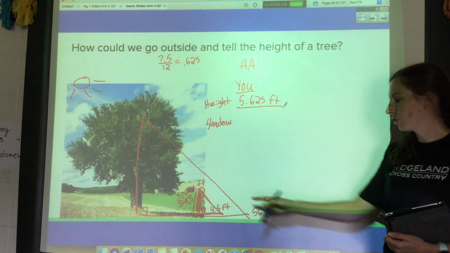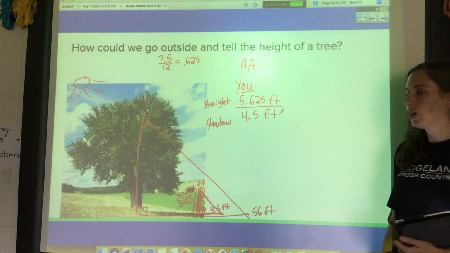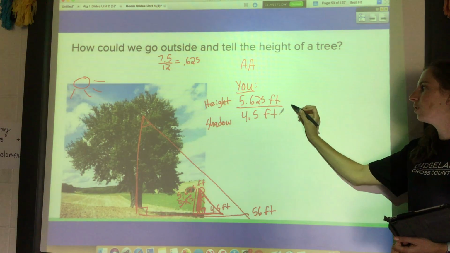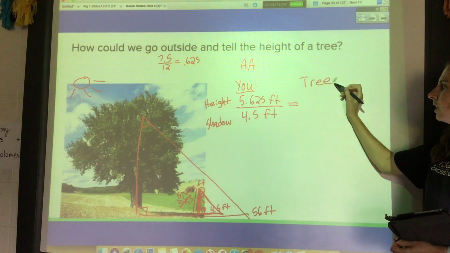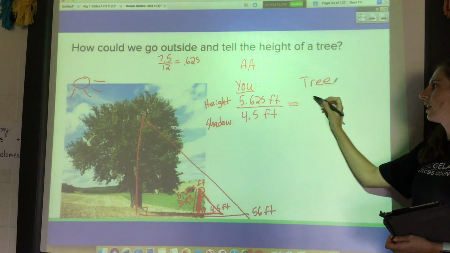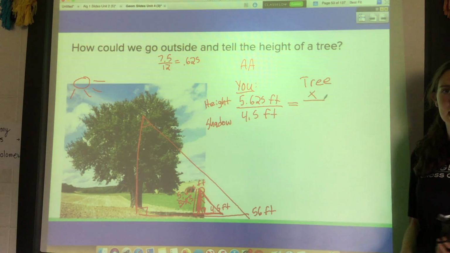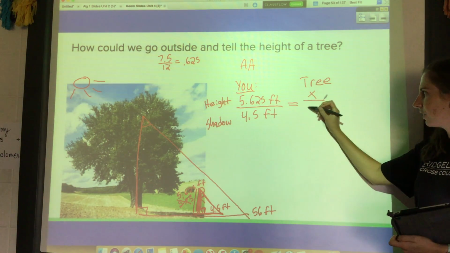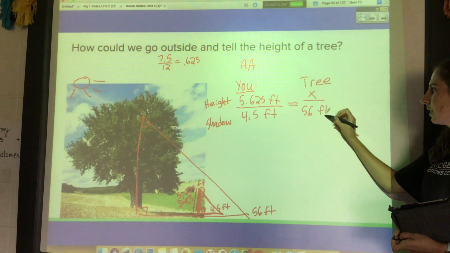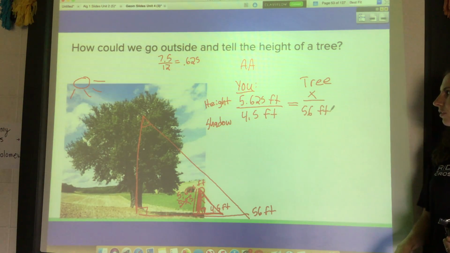And compare that to your shadow, which was 4.5 feet. Whatever that ratio is, it should be the same as the tree. So the tree's height to the tree's shadow. We don't know the tree's height yet. I'll just leave an X there because that's what I'm trying to solve for. The tree's shadow, though, we measured, it was 56 feet. And now you can cross multiply and solve for X.